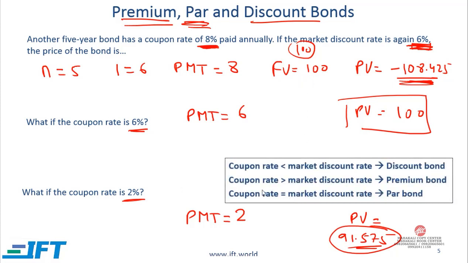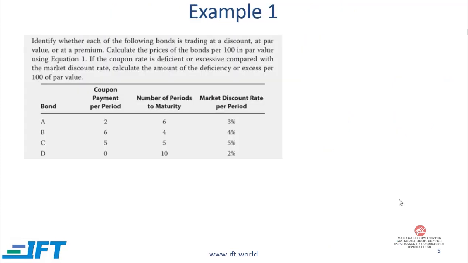So to summarize the points that we have talked about, when the coupon rate is less than the market discount rate, we have a discount bond. That's the scenario that we just talked about. When the coupon rate is greater than the market discount rate, which was the first situation, then we have a premium bond. And when the coupon rate and market rate are the same, then we have a par bond. Now I want you to do example 1 from the curriculum.